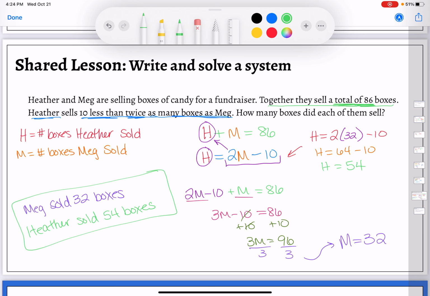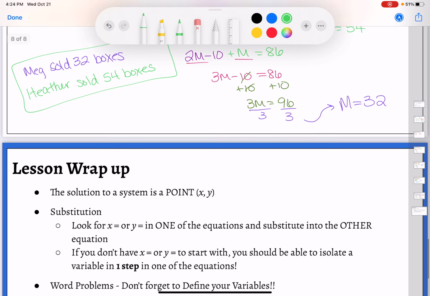So there's a little real life situation for you on how to do that. Now don't forget to make sure that you define your variables. That's important when we have two of them for sure.